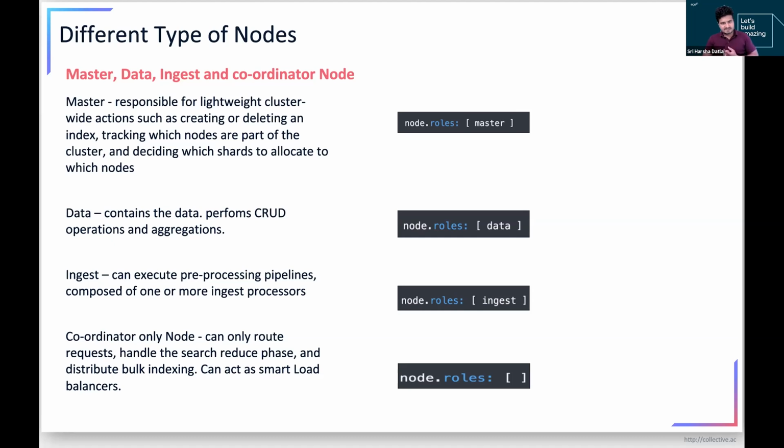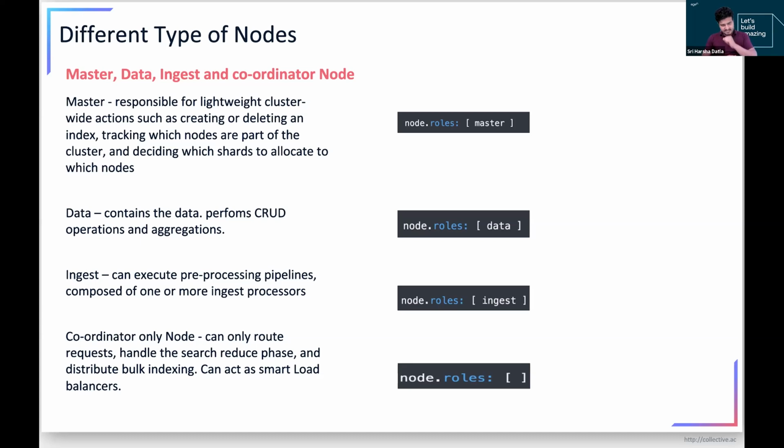The first thing is master. The master is responsible for doing all the lightweight operations. Like when you create an index, it's done by the master. It communicates with the data node, creates an index and allocates the shards to it. That's it. Also identifying which nodes are part of the cluster, and all those operations are done by the master.